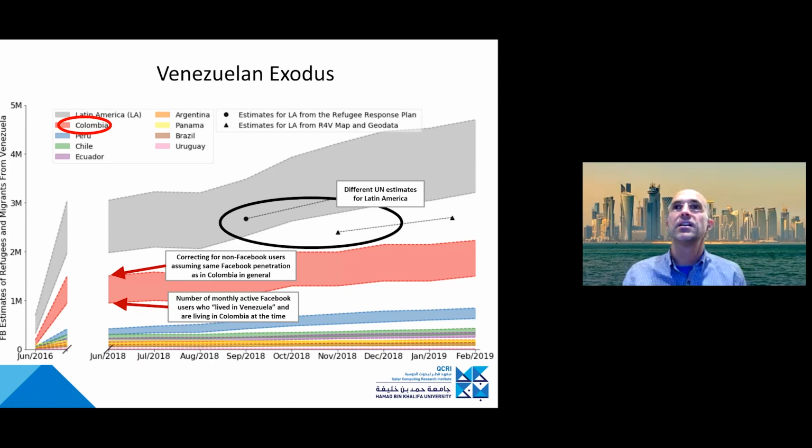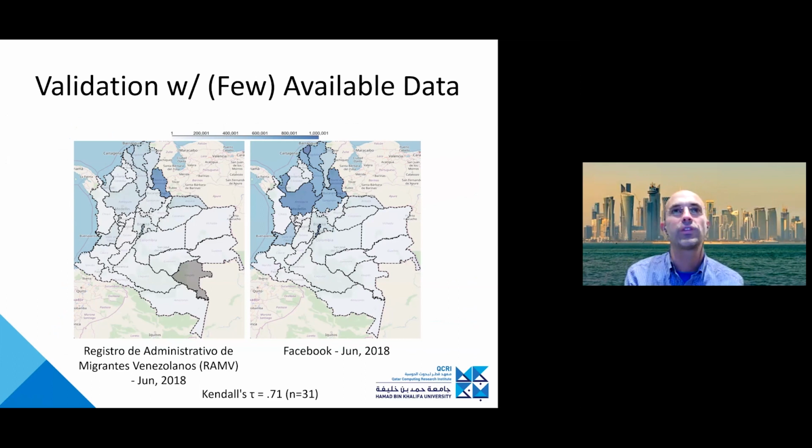What does this look like subnationally? Again, this is something that we can easily do with Facebook data. Here we are comparing data from the Colombian government about the distribution of Venezuelan migrants on the left with data from Facebook about where people who used to live in Venezuela are living at the moment in June 2018. You see some similarities, but also differences. Both have high estimates on the border, in particular in North Santander, as I mentioned before. But according to Facebook, there are also a larger number of Facebook users further inland. And so now it's a question of who's wrong, who's right.